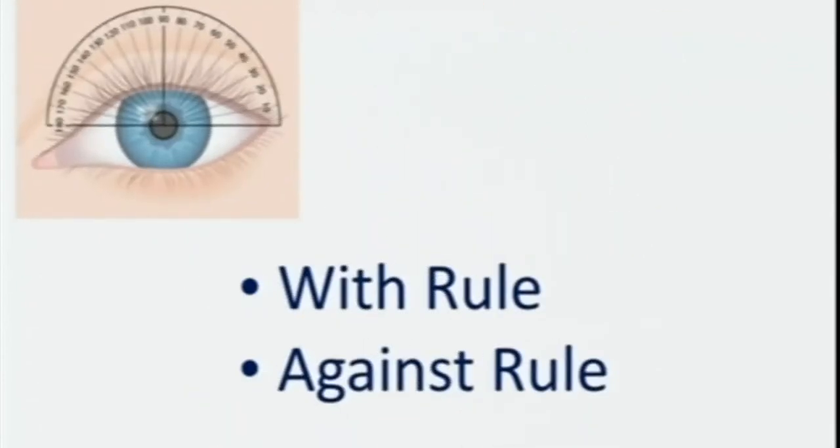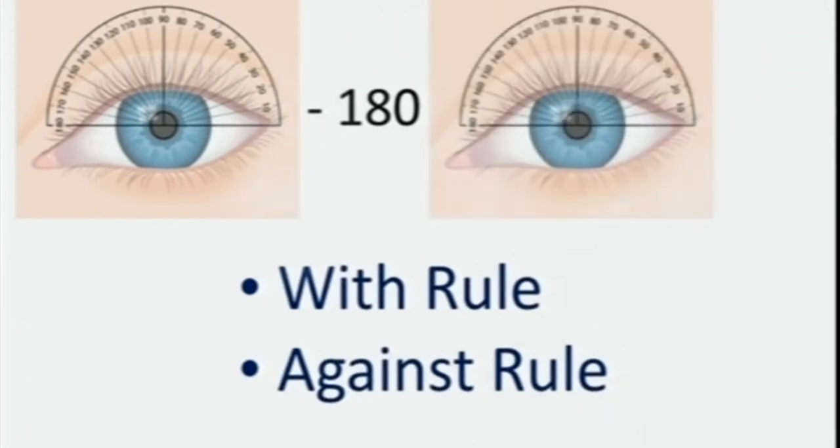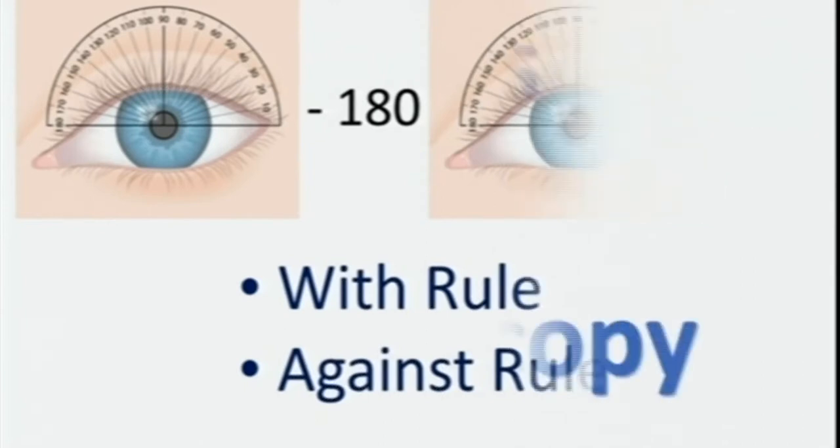Now, what is with the rule? You see the axis, both are parallel, minus at 180 and plus at 90. This is called with the rule. Just the opposite of that, plus 180 and minus at 90, is against the rule.